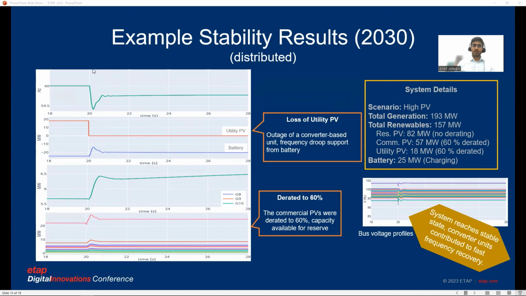We see a faster fault recovery because a lot of the converter units were supporting. And again, the system reached a stable state, and no protection limits were triggered.